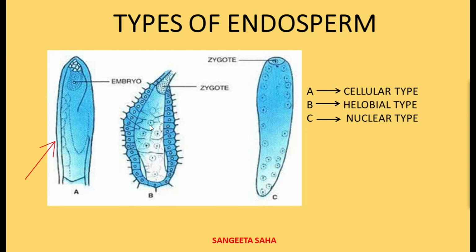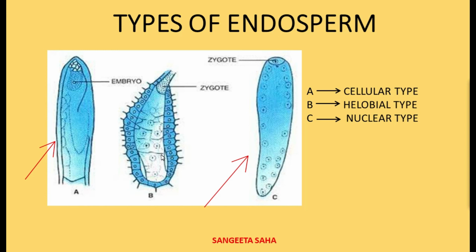Now, before we describe the halobial type, we're going to know about the nuclear type. Now, here the primary endosperm cell nucleus undergoes karyokinesis only. That means no cytokinesis occurs here. This type of formation of endosperm is a nuclear type endosperm, and it is basically found in coconut water. The tender coconut that we get is the endosperm.